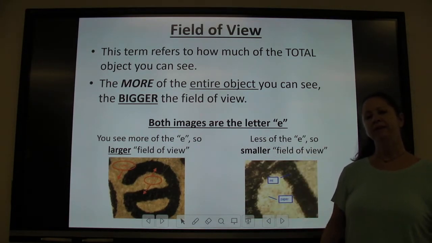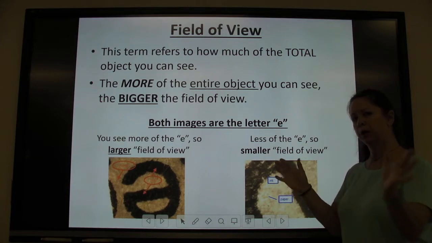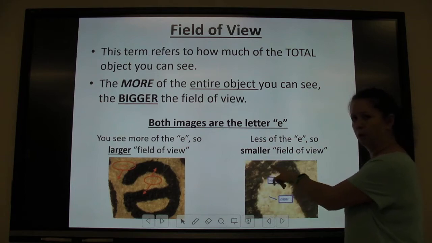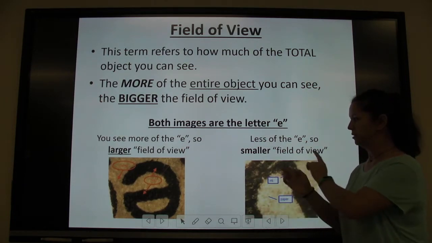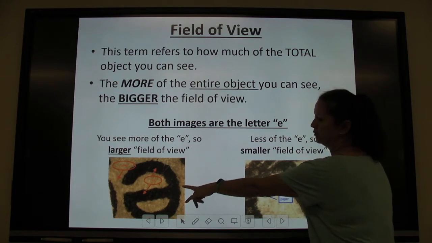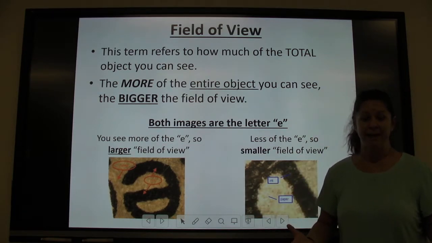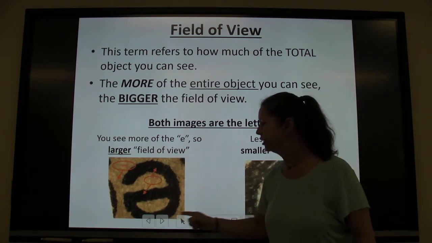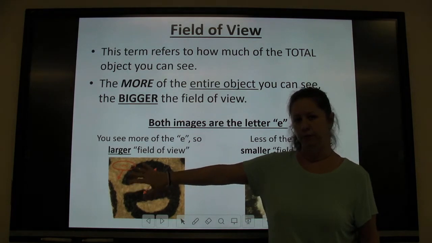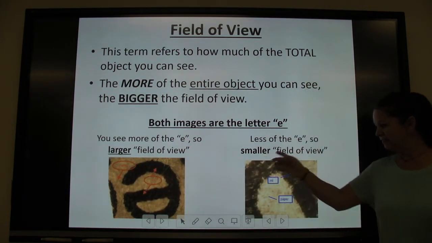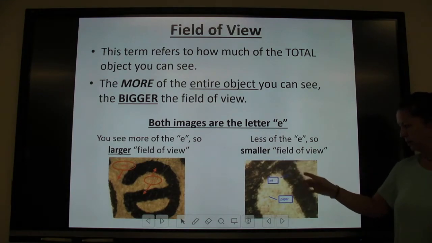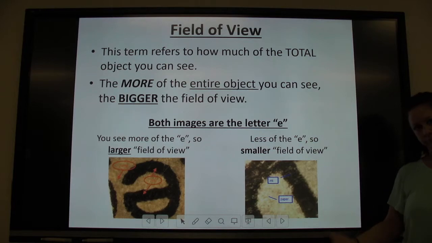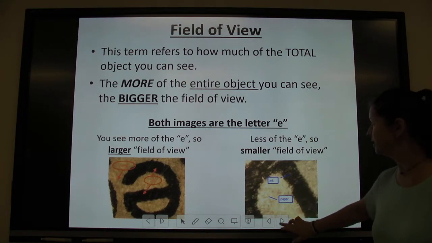So the more you magnify an object, the smaller the field of view gets. So even though you get to see more detail, you get less object. Smaller field of view, bigger field of view. Okay? Hopefully that makes sense. If you can see more of the entire thing, the entire E, that's a bigger, larger field of view. Less of the entire object, so you don't see much of the E here, that's a smaller field of view. More detail, less E. Okay? I think that's it.